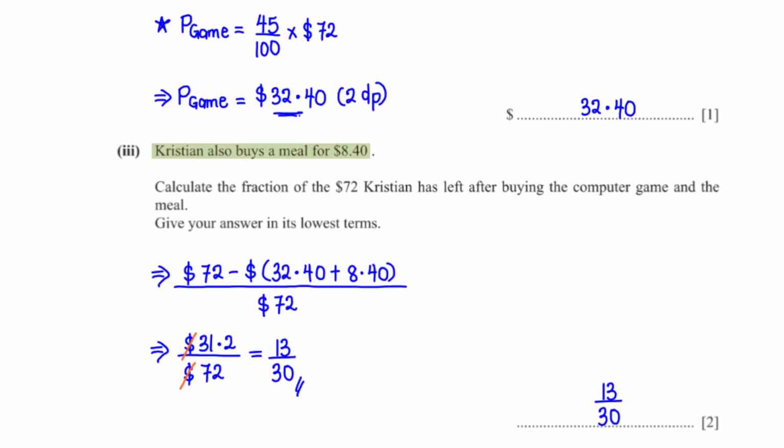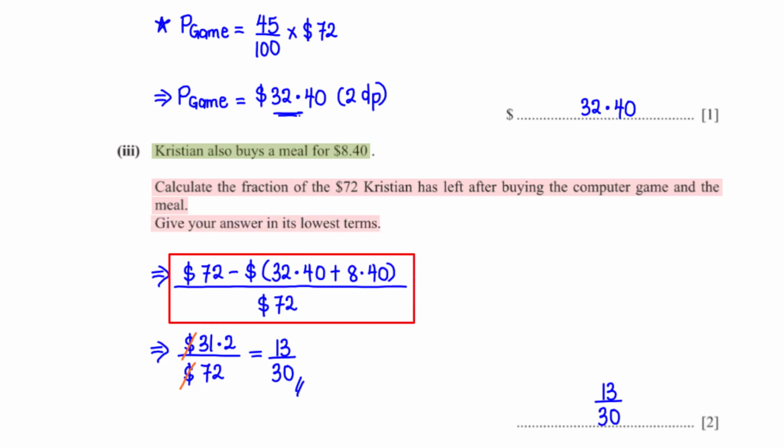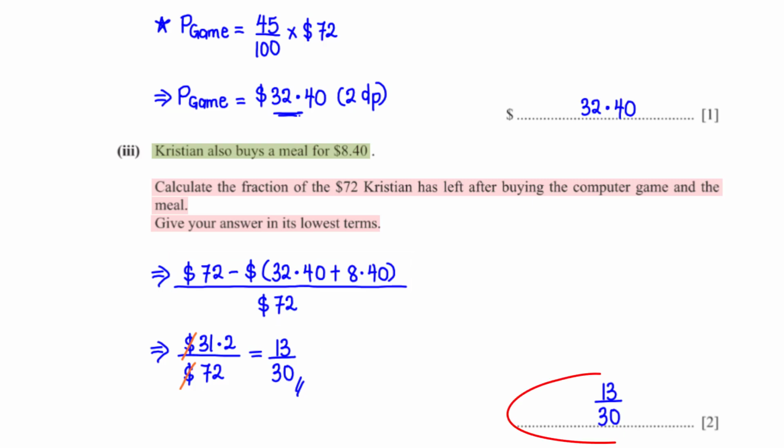Christian also buys a meal for $8.40. Calculate the fraction of the $72 Christian has left after buying the computer game and the meal. Give your answer in its lowest terms. This fraction will be equal to the amount of money Christian has left, which is $72 minus the sum of $32.40 and $8.40, divided by $72. When we type this into the calculator, we get 13/30.